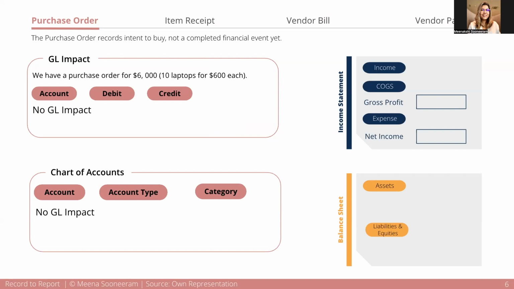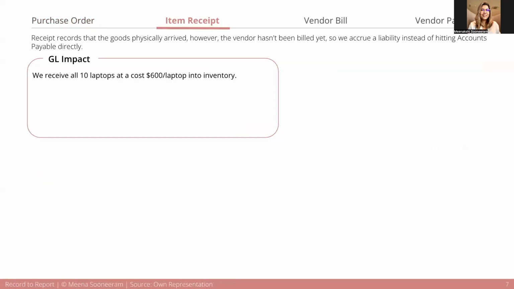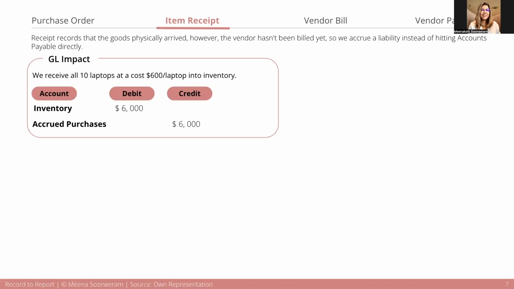So let's move to the next phase, which is your item receipt. Let's say we have received the 10 laptops into our inventory, and this is where things start to change financially. So NetSuite records two GL impacts. First, your inventory is debited by 6,000 because we now have 6,000 worth of inventory.